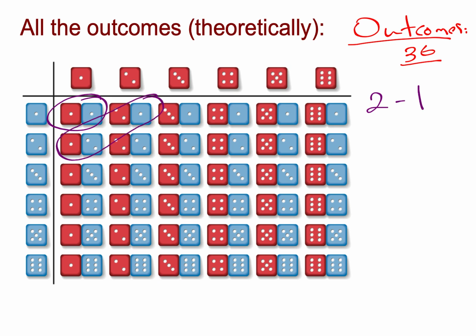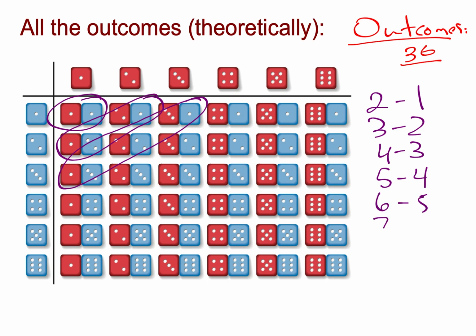3 has 2 ways of happening. 4 has 3 ways of happening. And you should see a pattern occurring here. So 5 should have 4, 6 should have 5, 7 should have 6, 8 should have 7. But actually it doesn't. Let's look back at this. Because once we get up to 7, things start going back down. So here's 7.